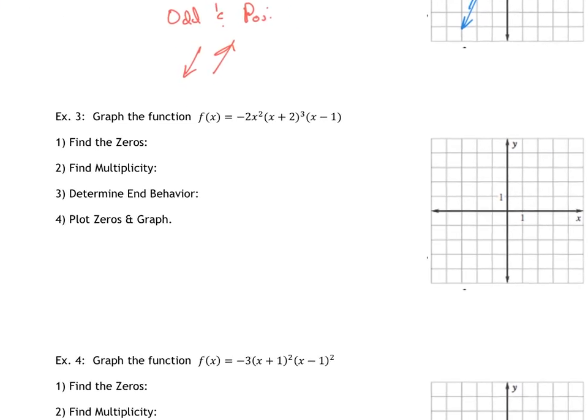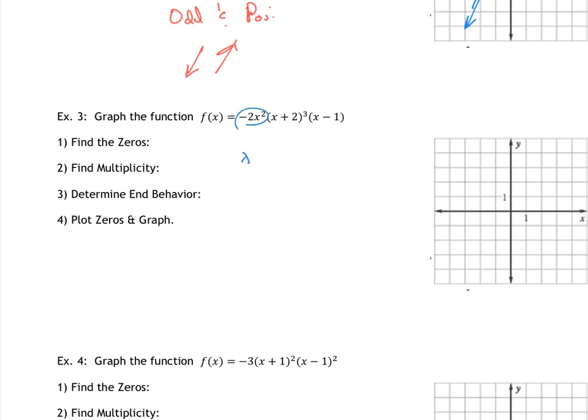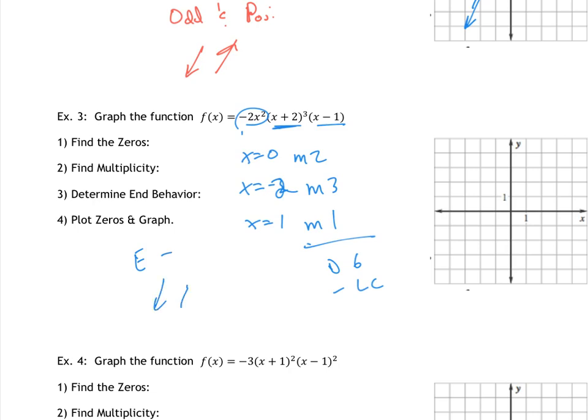All right, let's look at number 3. So I got this part right here. x is equal to 0 with a multiplicity of 2. This one right here, x is equal to -2, that's a 2 with a multiplicity of 3. Here, x is equal to 1 with a multiplicity of 1. So to add those up, I have a degree 6. My leading coefficient is negative 2, so negative leading coefficient. So that becomes even and negative, so E minus, they're both gonna go down.